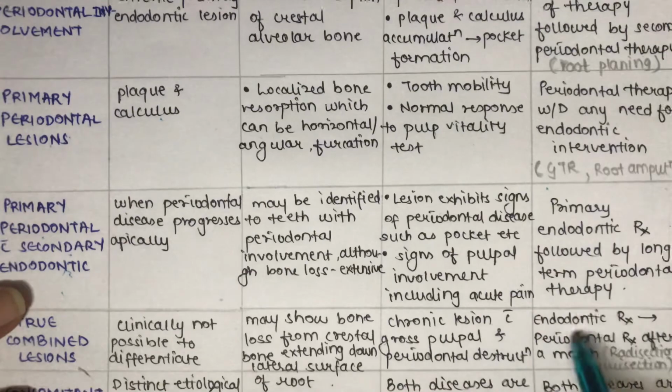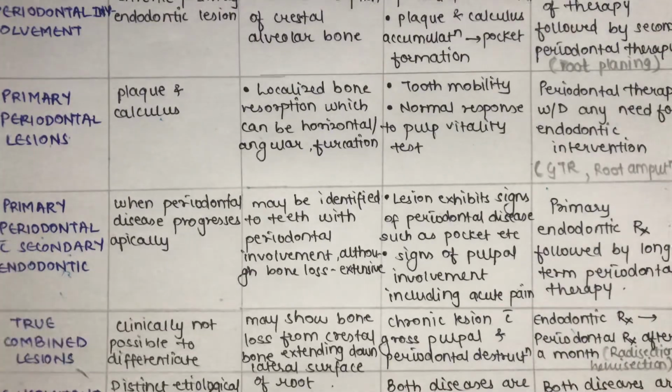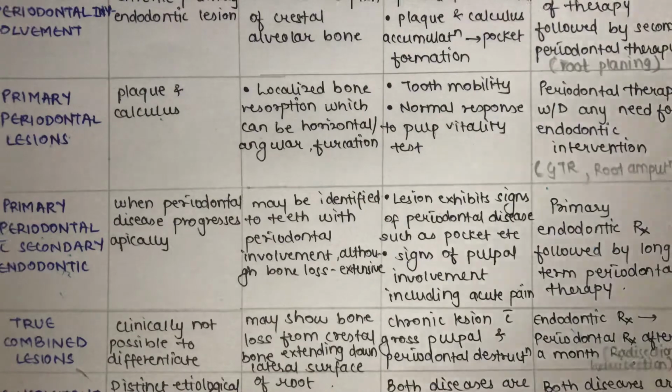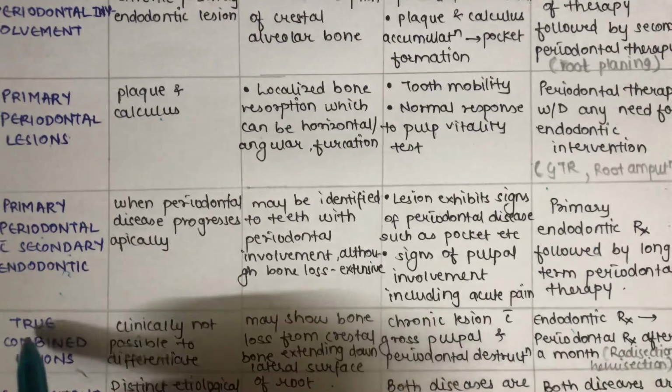Over here again, endodontic treatment is followed by the periodontic treatment after a month. So if the endodontic treatment is successful, after a month you will start with the periodontal therapy. That can be root resection or hemisection. Hemisection is when you are cutting the tooth into two, and root resection is when you are cutting one of the roots. So this is the treatment modality for a true combined lesion.